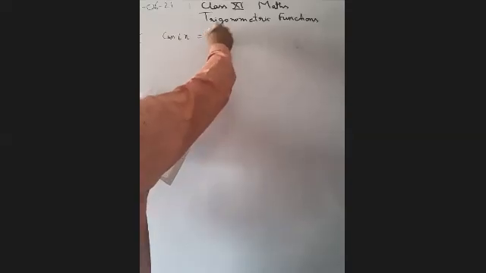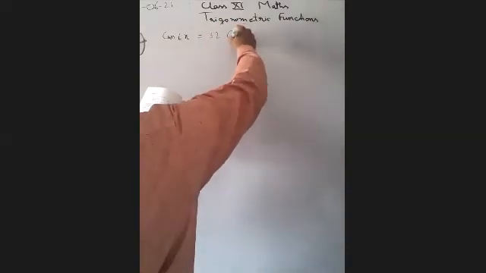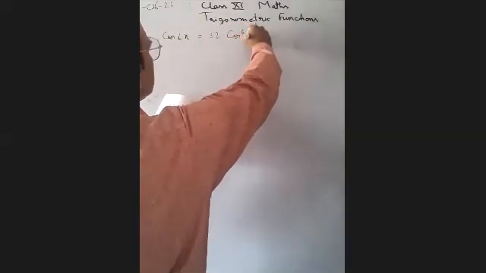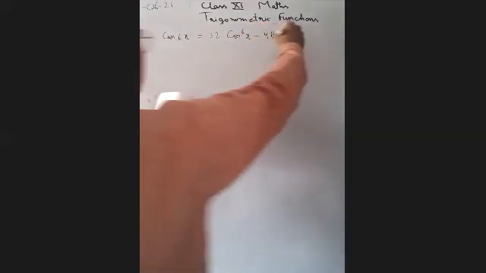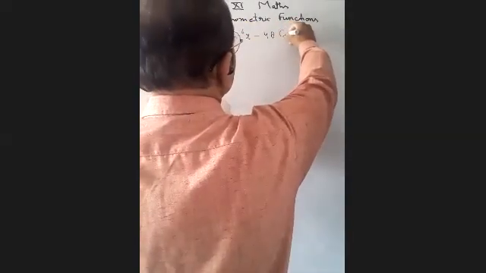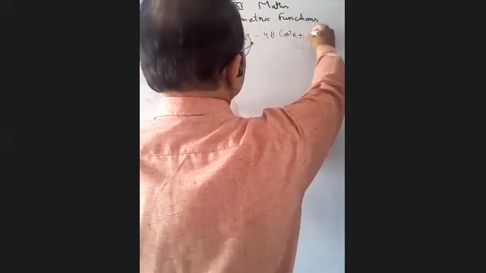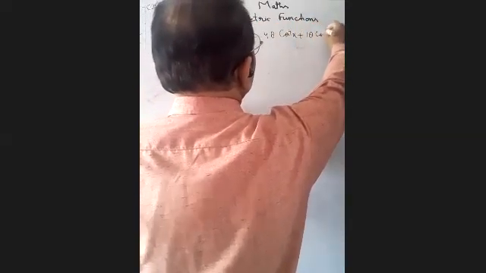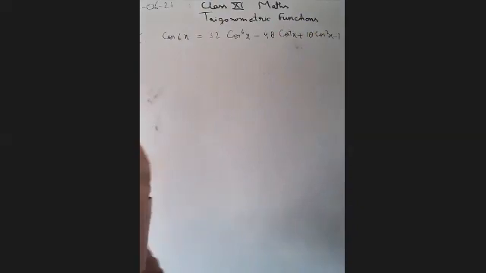Question number 25, which is cos 6x equal to 32 cos to the power 6x minus 48 cos to the power 4x plus 18 cos square x minus 1. This we have to prove. This is a very important question from the exam point of view.